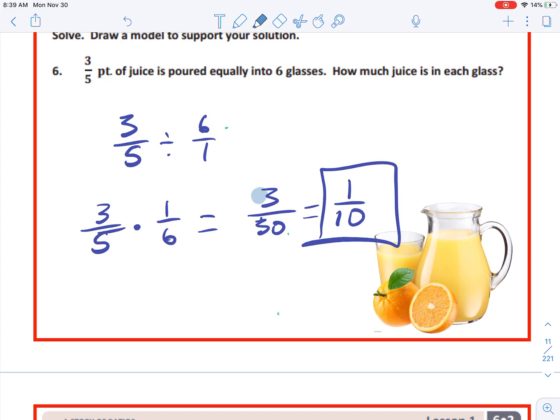And I hope you see that we got 1/10 from 3/30 because we divided both by 3. 3 divided by 3 is 1. 30 divided by 3 is 10.